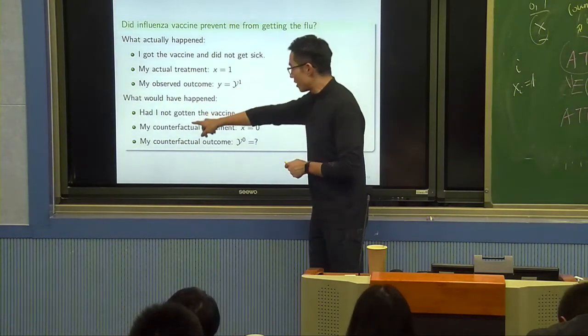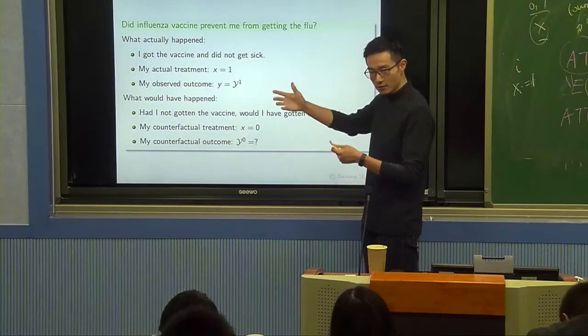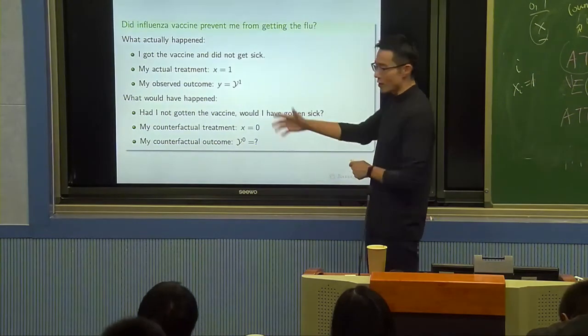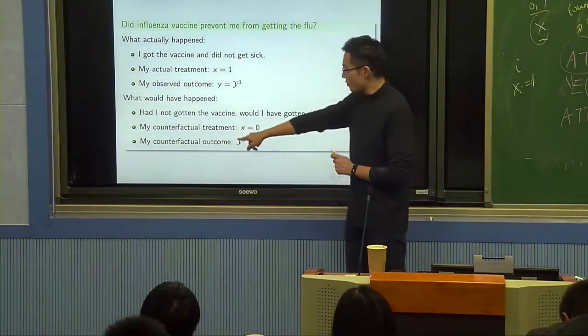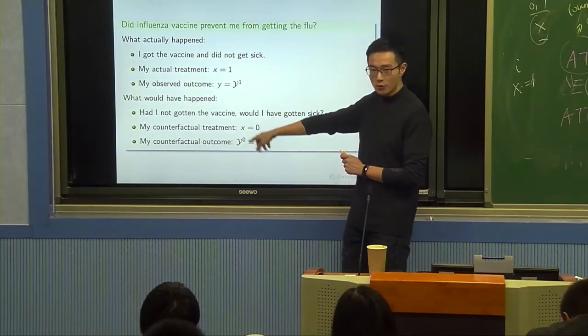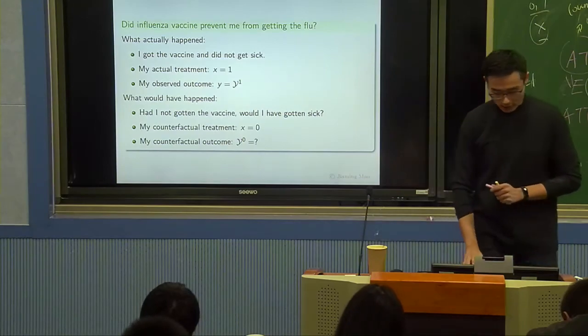Now, what would happen if I had not gotten the vaccine? Would I have gotten sick? That's the question, right? If I didn't get it, would I be sick? That's the counterfactual question. So my counterfactual treatment is x equal to 0, and my counterfactual outcome is y0. But you never know that. You're just one individual, so you will never know that, right?